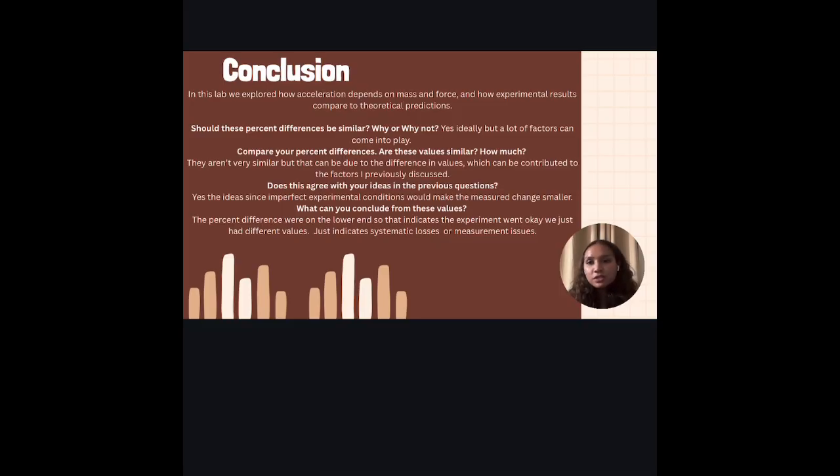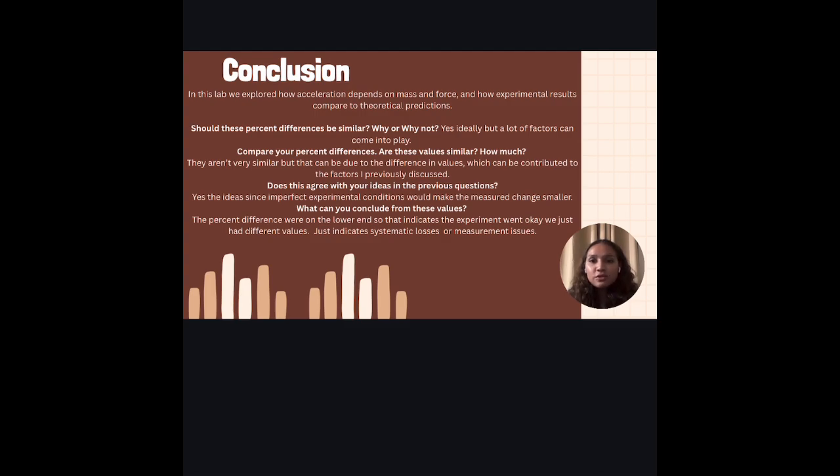So, going into the question, should these percent differences be similar? Why or why not? So, yes, ideally, but a lot of factors can come into play, like friction in the pulley, friction between the glider and track, sensor reactivity, for example. Compare your percent differences. Are these values similar? How much? So, they aren't very similar, but that could be due to a difference in values, which can be contributed to the factors I previously mentioned. They differ about 59.6%, with the experimental being lower.